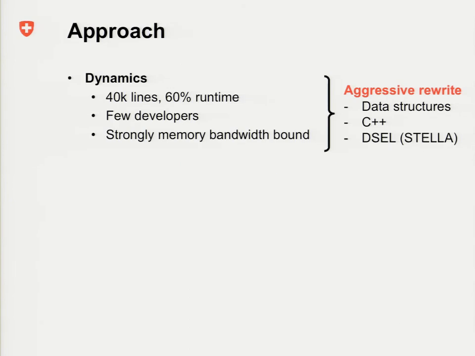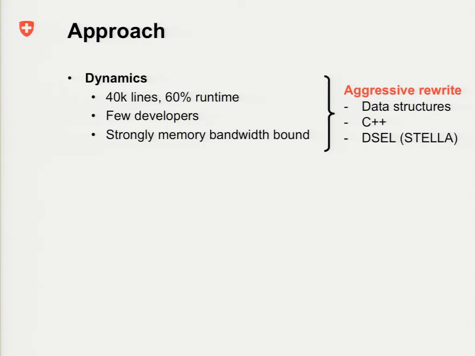So for the dynamics, or for the solution of the Euler equations, I showed you this takes up about 60% of the total runtime, and it's about 40,000 lines. Here we actually have the situation that there's quite few developers. So this is not a code which changes every day, and there's only about 3 people who actively work in this part of the code. And I've tried to motivate that this is a part of the code which is strongly memory bandwidth bound. And here we chose to actually do an aggressive rewrite. So we got rid of saying it has to be in Fortran.